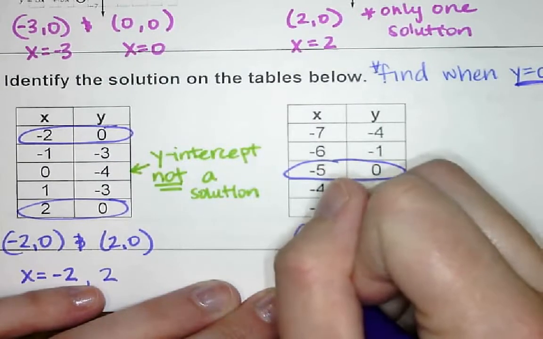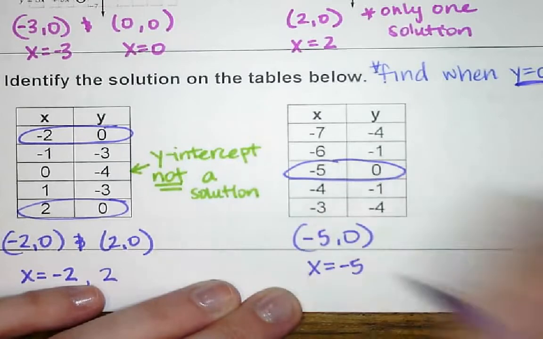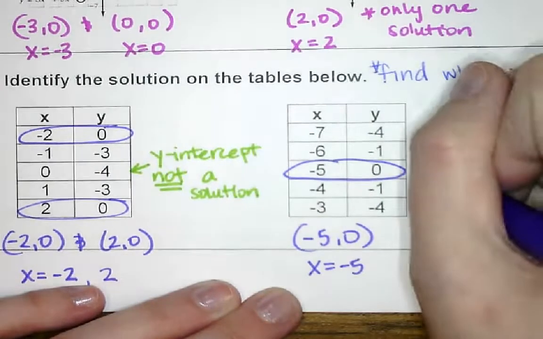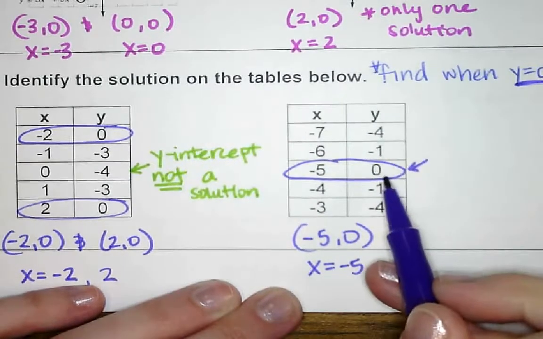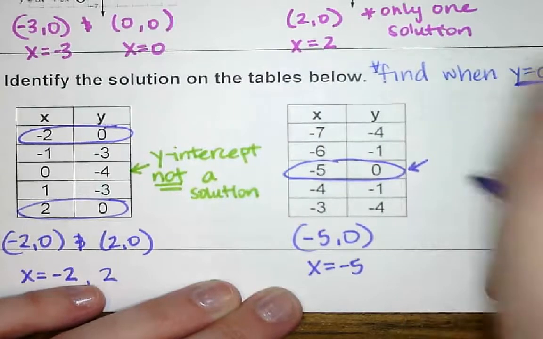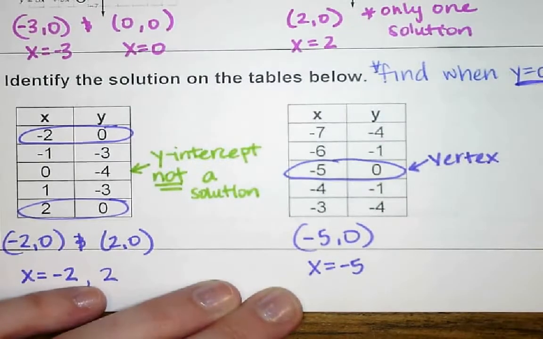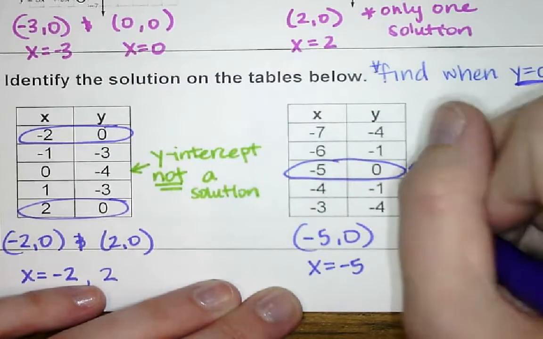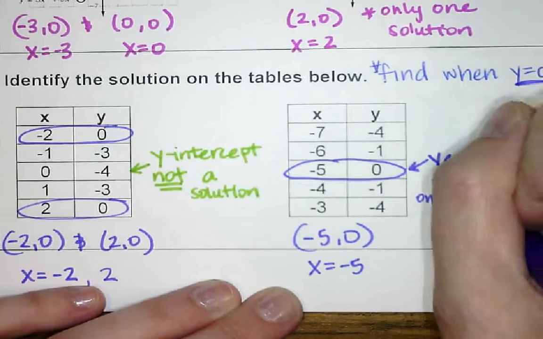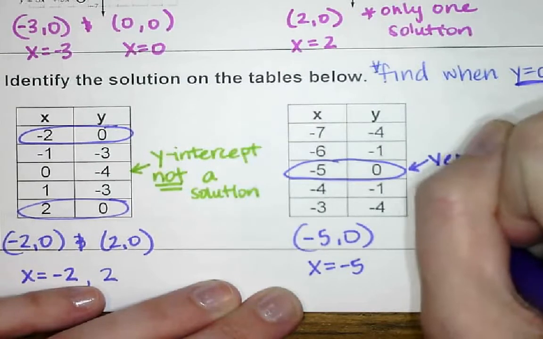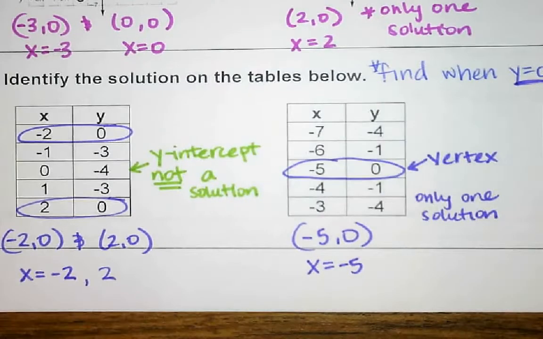Yeah, it only is on there one time. Also, y'all, what is special about this point? It's the vertex. So, guys, when your x-intercept is the vertex, you only have one solution. So if your x-intercept is the vertex, there's only one solution. All right, guys? So that's super important.